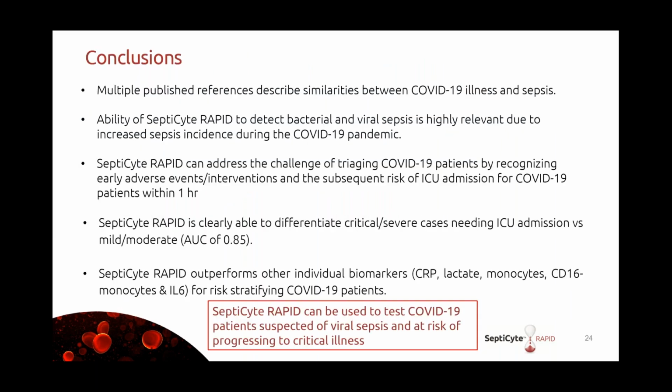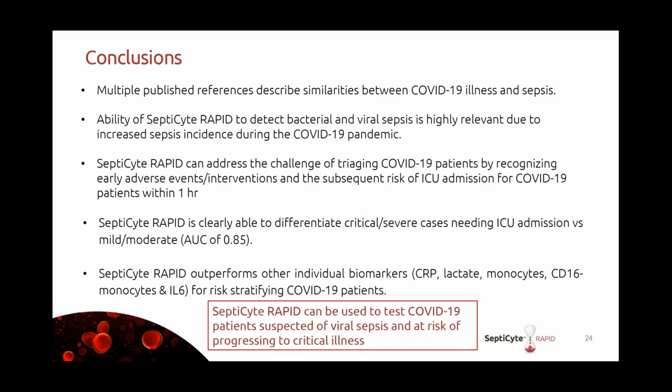So in conclusion, there are multiple published references describing the similarities of COVID-19 to sepsis, especially in those severe cases. The ability of SeptiCyte RAPID to detect bacterial and viral sepsis is relevant because of this increased sepsis incidence during the COVID-19 pandemic. SeptiCyte RAPID can address the challenge of triaging those patients, especially those admitted to the floor with mild disease who are at risk for progressive disease, by having a SeptiCyte RAPID score that is elevated in band 3.